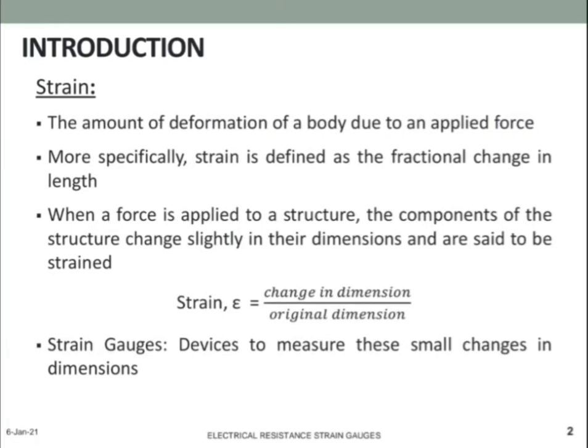As we know, when we apply force on a body, there will be some amount of deformation in the body due to the applied force. This amount of deformation is known as strain. More specifically, it is defined as the fractional change in length. The strain epsilon is equal to change in dimension by original dimension. The devices which are used to measure these small changes in dimension are known as strain gauges.